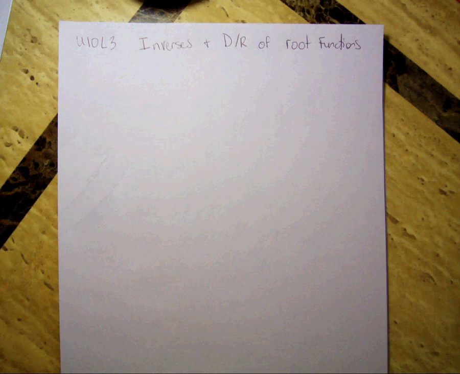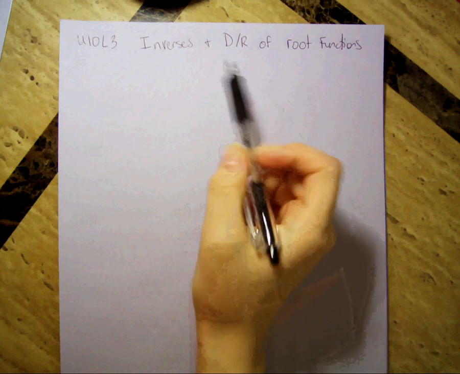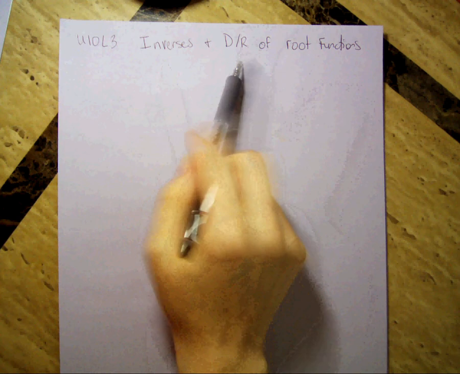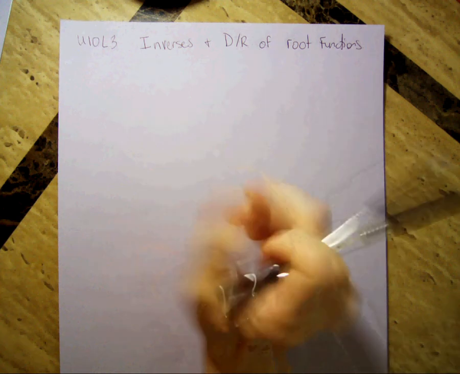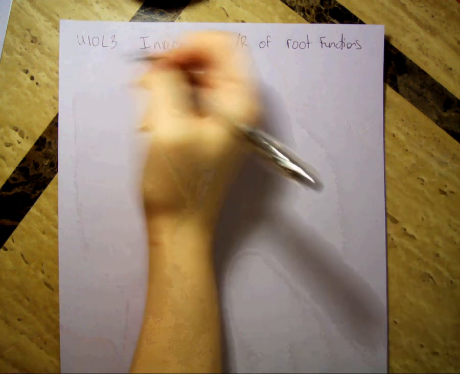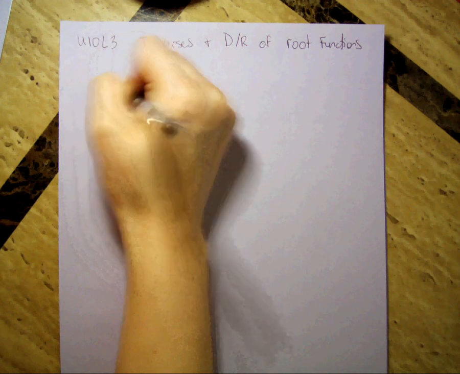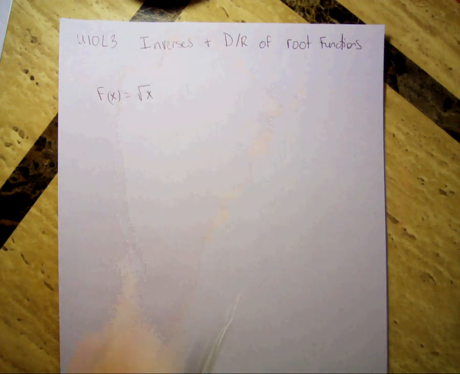Alright guys, today we're looking at Unit 10, Lesson 3, and we're going to be finding the inverses and the domain and range of the inverses of our square root functions. So we're going to start with just the easiest one. We're going to say let f of x be the square root of x, so just our parent function.